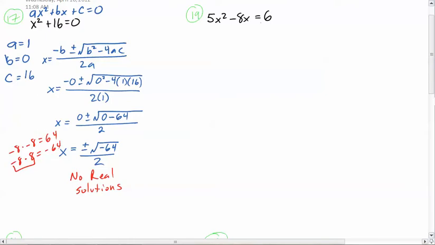5x squared minus 8x equals 6. Again, first priority is that we get it in standard form: ax squared plus bx plus c equals 0. So that 6 has got to move. We've got to move it over.